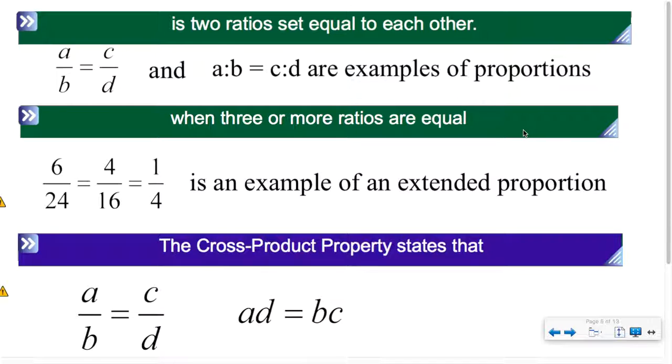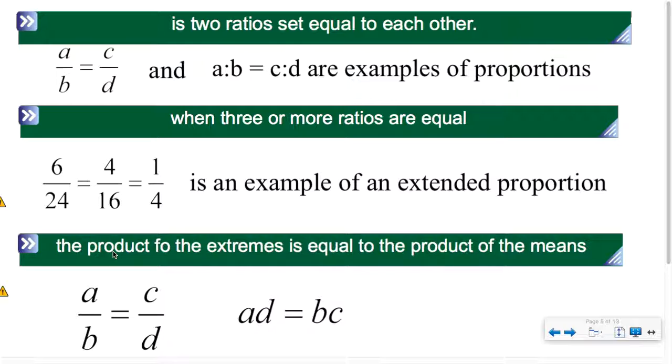When you solve a proportion, you use the cross product property. And it's stated the product of the extremes equals the product of the means. Cross product property states that the product of the extremes equals the product of the means.